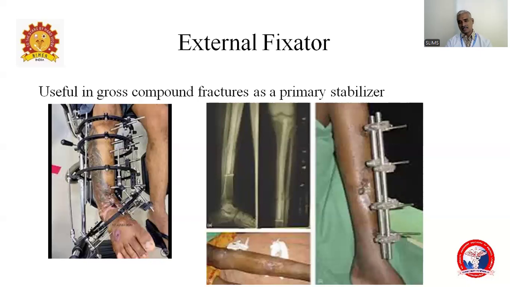And you can see in the fourth picture, the pin being inserted via the skin to the bone and connected by universal rods. The pin to the rod connection is by the AO connecting clamp. We call it a uniplanar external fixator. It has stabilization in only one plane, so it's called a uniplanar stabilizer. These are all primary stabilizers.